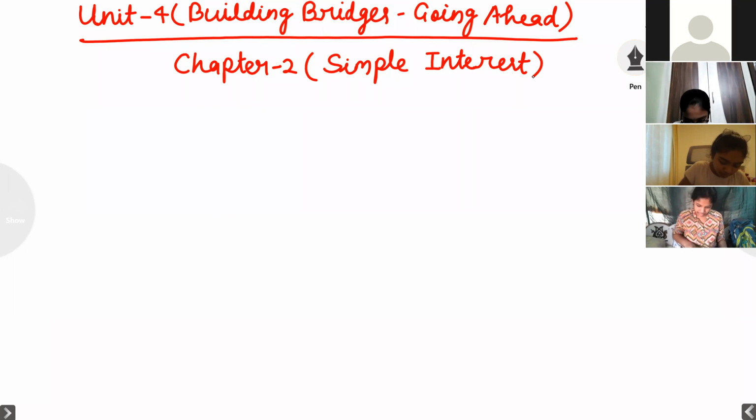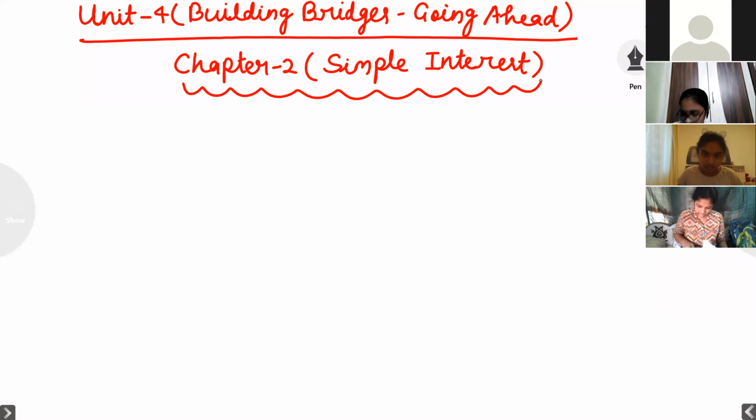Students, be careful when you are writing the spelling of interest. INTEREST, not INTREST. Simple interest. In this chapter, we are going to learn what is simple interest, what is amount, what is principal, rate, time. After that, we will learn compound interest, the difference between simple interest and compound interest, and then the steps to find compound interest.